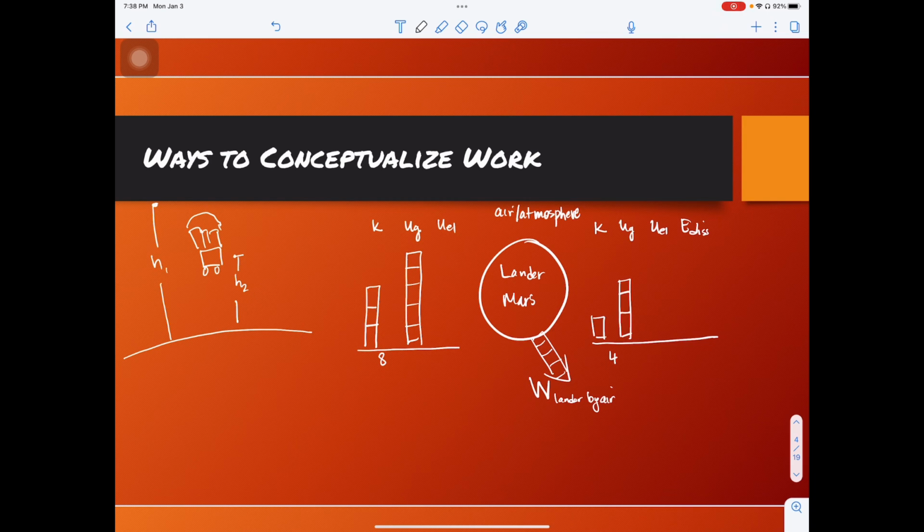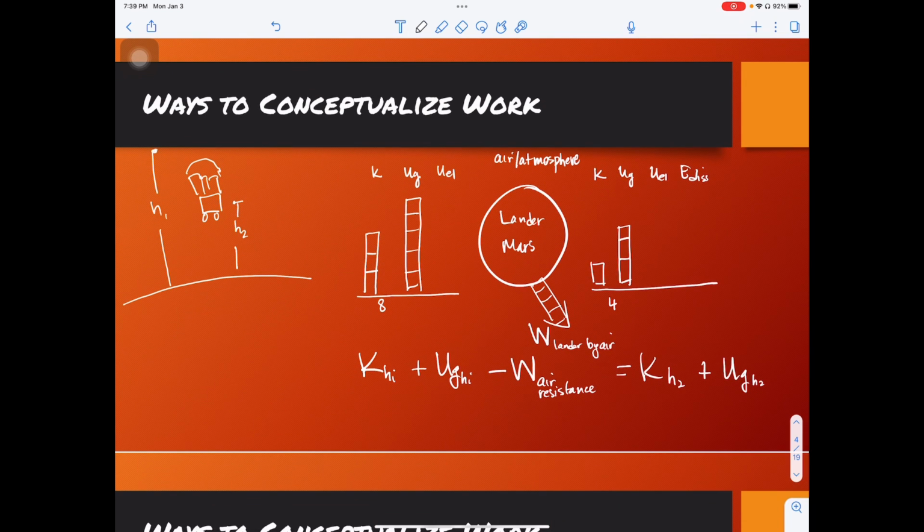So if we do our work energy theorem, we know that we've got the kinetic energy at H1 plus the gravitational potential at H1. And then we know that we lost some energy due to work. We'll just call it the work of air resistance. And then that is equal to the kinetic energy at H2 plus the gravitational potential at H2.